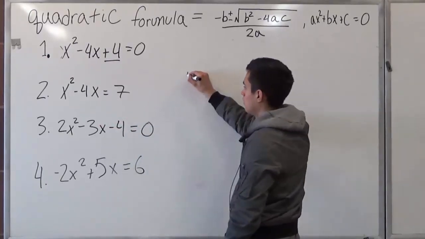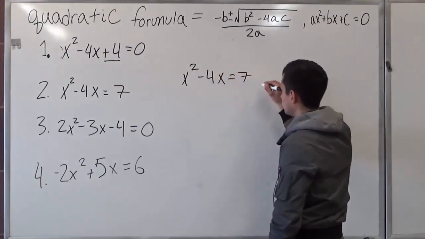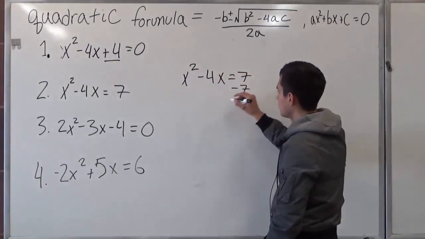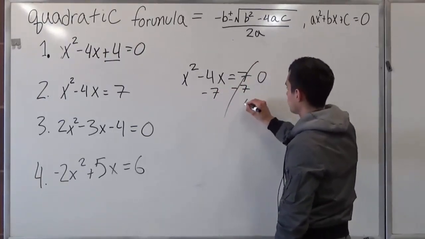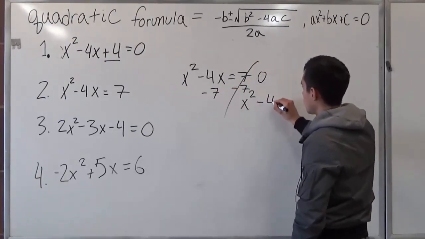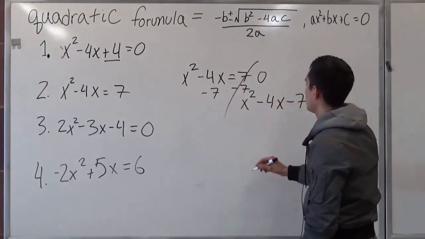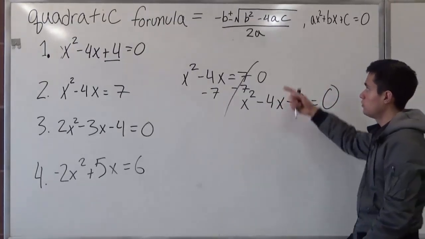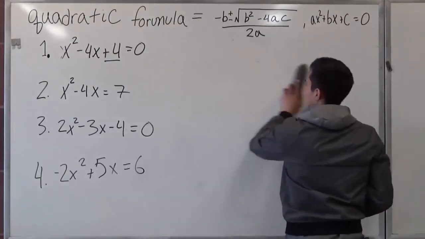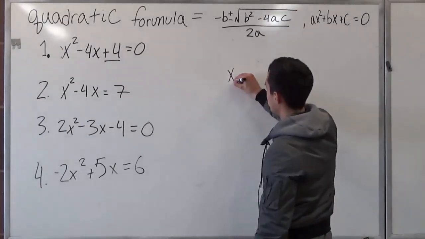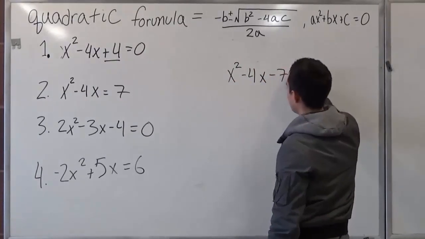would just be 0. So x squared minus 4x is equal to 7. Subtract 7. Subtract 7. That gives us 0. And x squared minus 4x minus 7 will give us 0. So this is now ready for us to use the quadratic formula. So it's x squared minus 4x minus 7 is equal to 0.